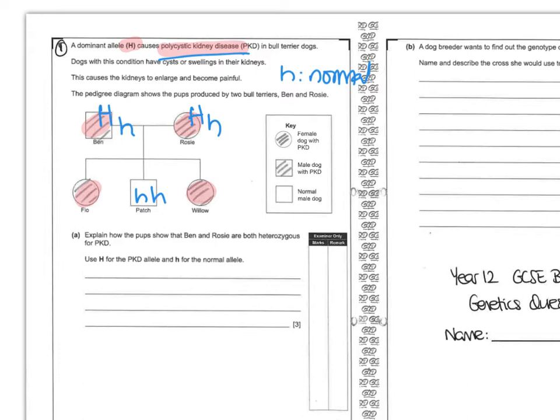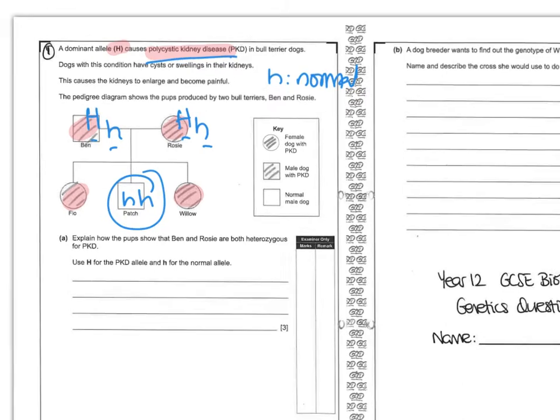Okay, so look, there are 3 marks. Make sure that when you're answering anything that you look carefully and go back and make sure, have I got 3 points? So you've said Patch, small h, must get a small h from each parent, but also each parent has a condition, therefore each parent also has a big H.